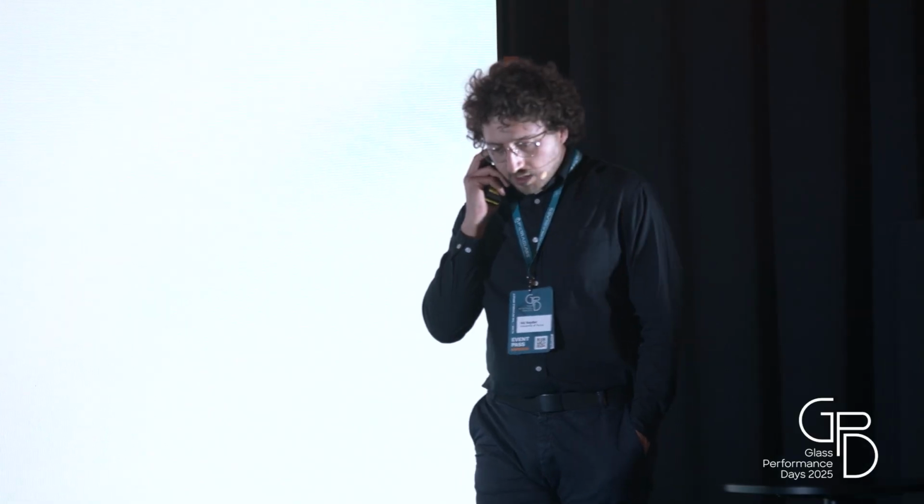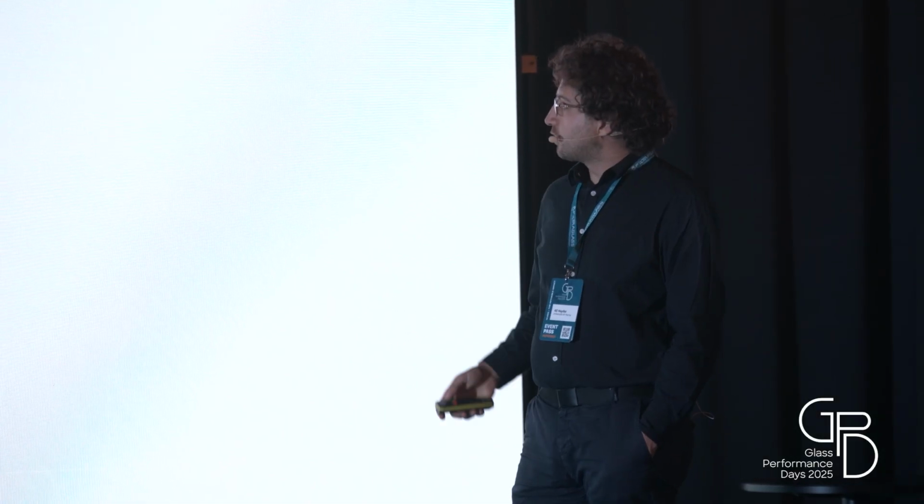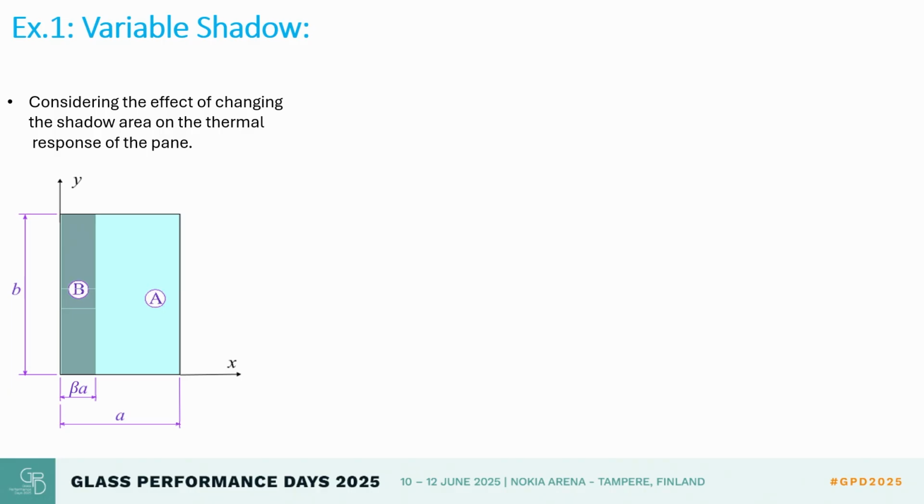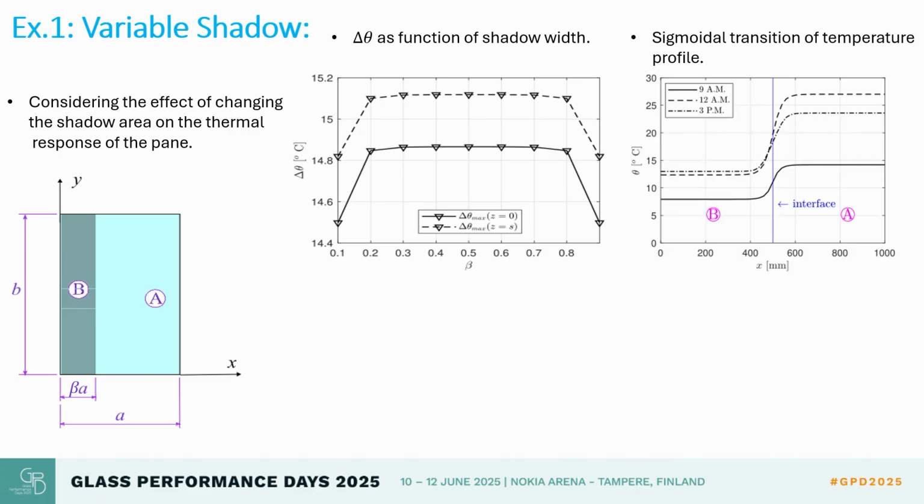I will present another example related to variable shadows. As we know, when the sun is moving in the sky, the size of the shadow can change, and consequently, the heat distribution in the plate will change. Here we consider different cases of this kind of shadow, and the most important finding is that the difference in temperature between the shaded area and the unshaded area is not affected by the size of the shadow, unless the shadow is very small or very big, where the transition area, which is a sigmoidal curve, does not have enough space to develop.